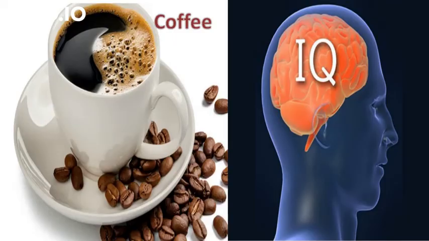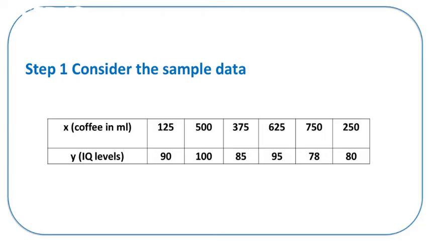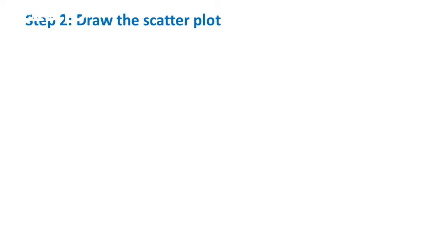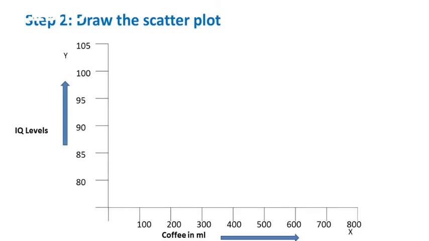Consider the third example. We are going to identify whether the intake of coffee by individuals increases their IQ levels or not. Consider the following sample data. Intake of coffee in ml, that is milliliters, is represented by the variable x. IQ levels are represented by the variable y. Again, plot the values in the scatter plot, with coffee on the x-axis and IQ levels on the y-axis. Now start plotting the points as per the sample data.